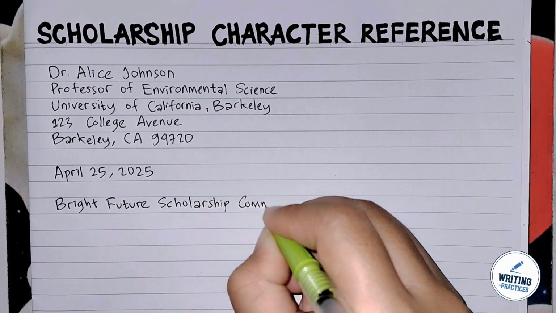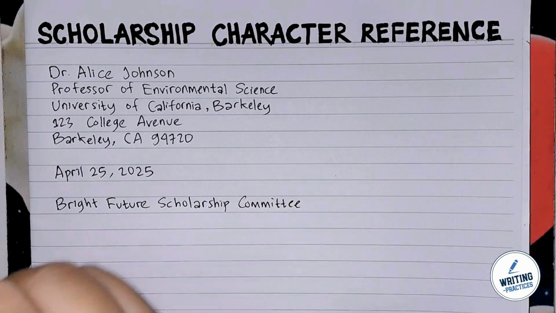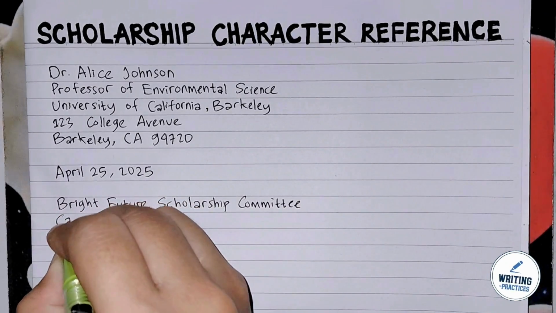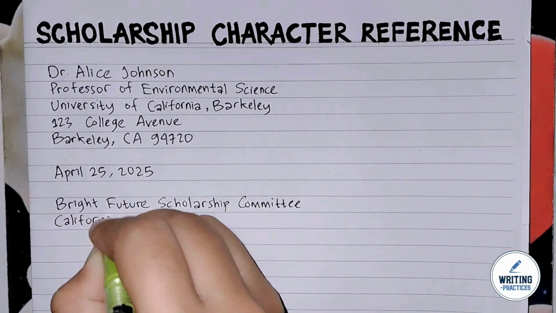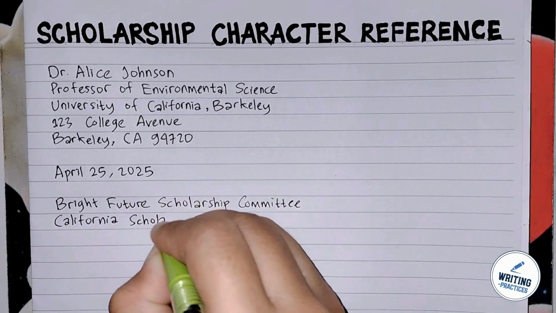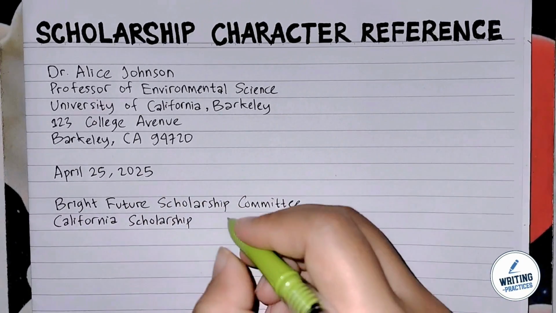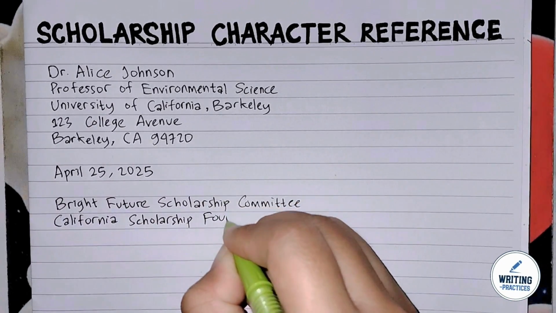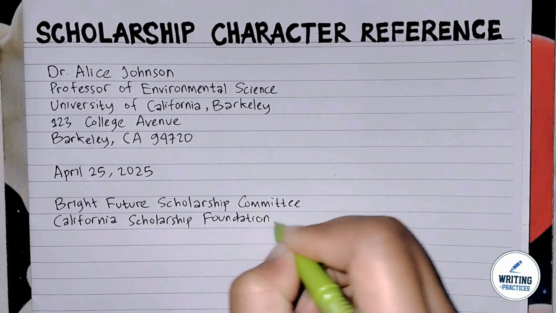After that, you need to write the date of the letter. It indicates when the letter was written. Once you've done, you can continue by writing the recipient's information. This section provides the full information of the scholarship committee or foundation, to ensure the letter reaches the right person.